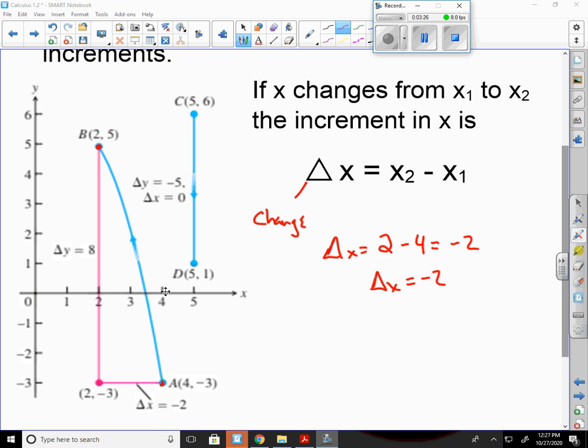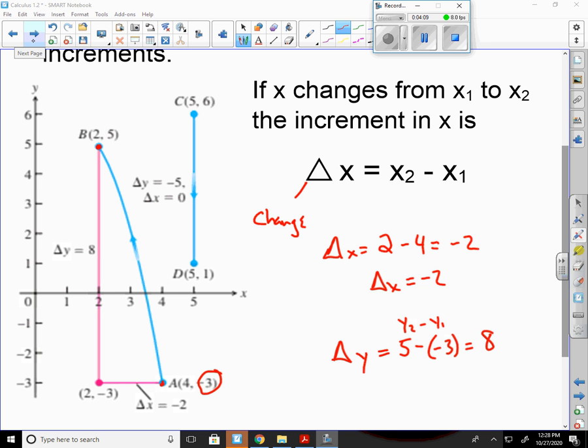So what would our change in y be then? Well, it's how our y changes. So it was originally at negative 3. Delta y is y2 minus y1. So it's going to be positive 5 minus a negative 3. 5 minus a negative 3 gives me a positive 8. So the change in x was negative 2, and the change in y was 8.